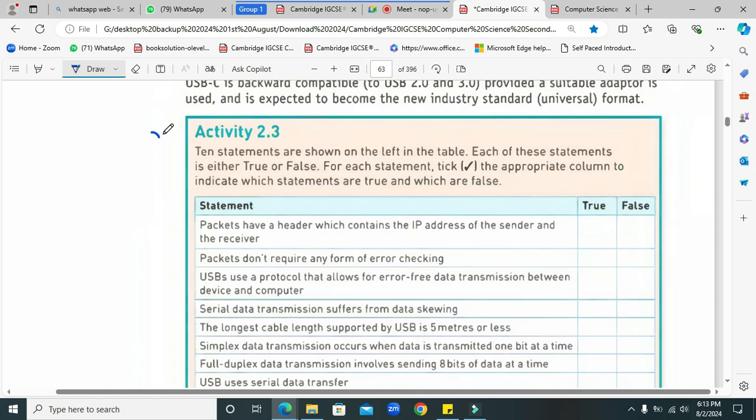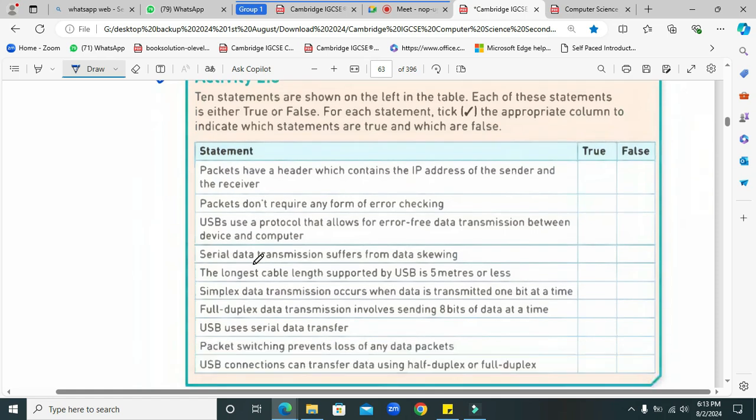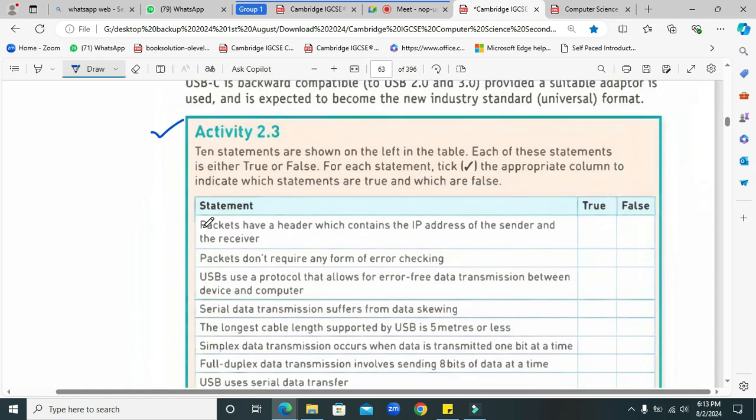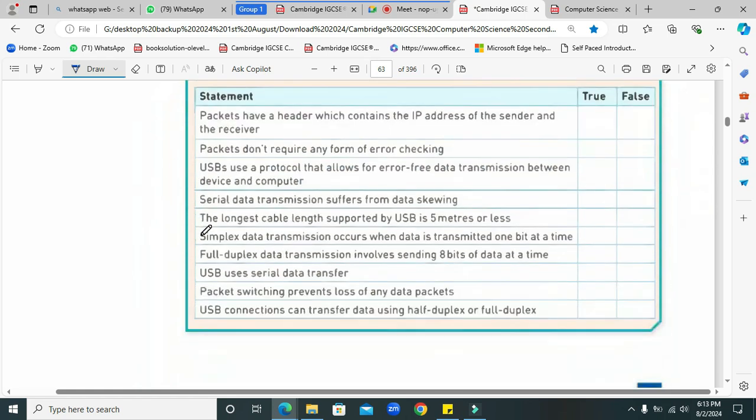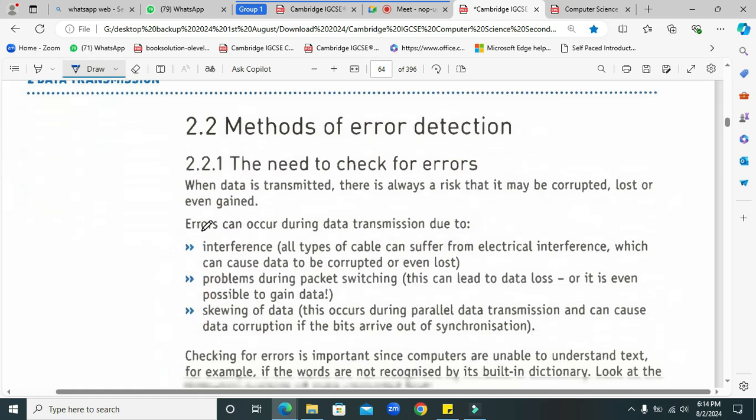I have assigned this as homework, isn't it? Have you completed this? In our previous class, we have done this. Okay, now let's start.